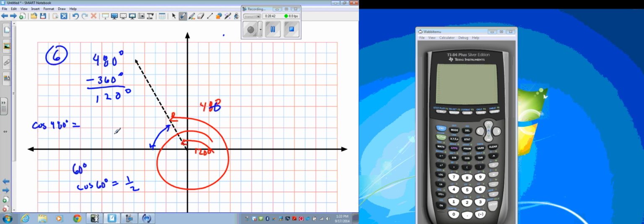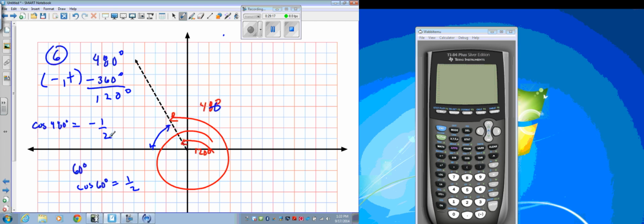Now what am I looking for? I'm looking for a cosine. In this quadrant, the cosine is going to be what? Positive or negative? Negative. Negative, and the sine is positive. Now, we found out that the cosine of the reference angle 60 is 1/2, but the cosine of 480 is going to have to be what? You've got to put the minus sign in front of this.